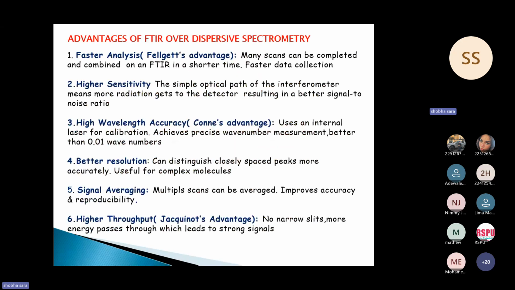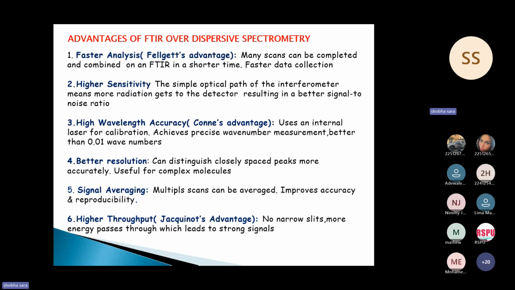Now, what are the advantages of FTIR over dispersive spectroscopy? Faster analysis. In FTIR, many scans can be completed and combined in a shorter time. In dispersive, it is one wavelength at a time, which means we have to wait a long time to complete the scan. But here it is faster data collection. In 5-10 seconds, the scanning will be completed because all the wavelengths are scanned at the same time.